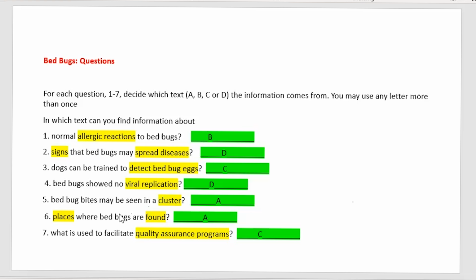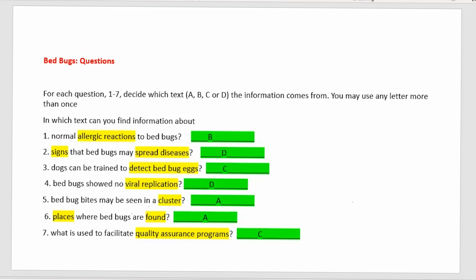Next, question number 5. Bedbug bites may be seen in a cluster. Where can you find this information regarding the bedbug bites? Yes, in text A, it is clearly mentioned in the symptoms. In general, the sites of bedbug bites usually are, first bullet point, red, second one, itchy, third one, arranged in a row line or in a cluster. So the answer is text A.